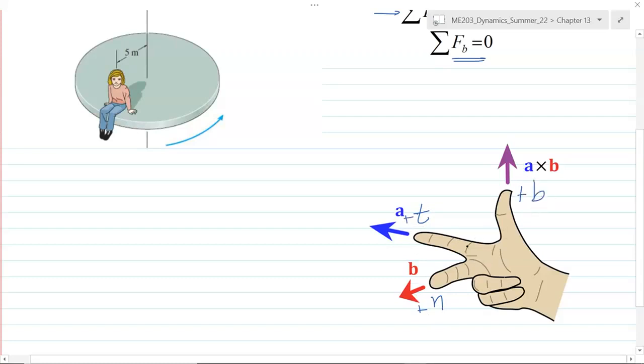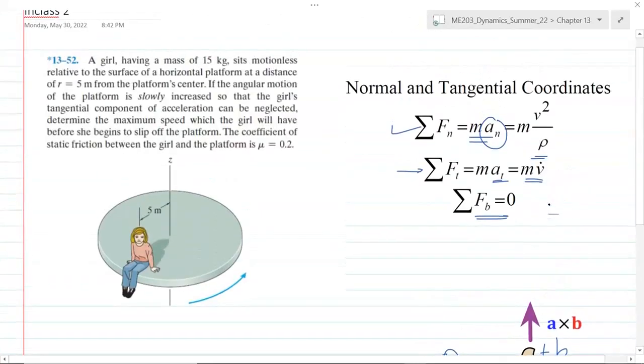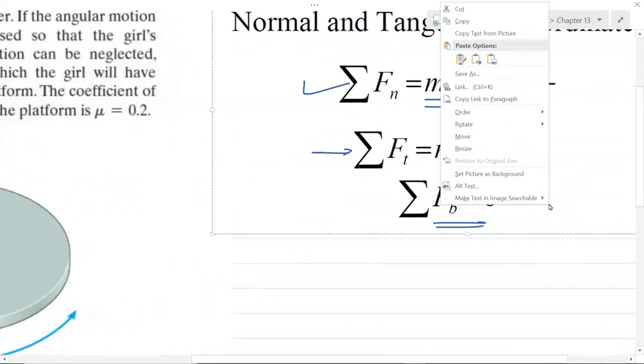So you keep the first finger, second finger and thumb of your right hand perpendicular to each other, and you set your first finger and second finger in the direction of positive t and positive n, and orient your hand such that those directions align, then the thumb will give the direction of positive b. So let's read the problem statement here.